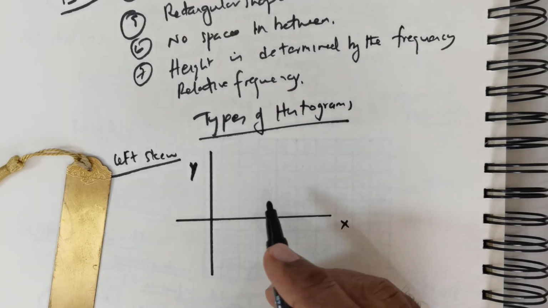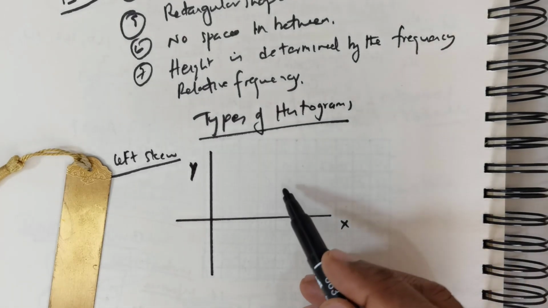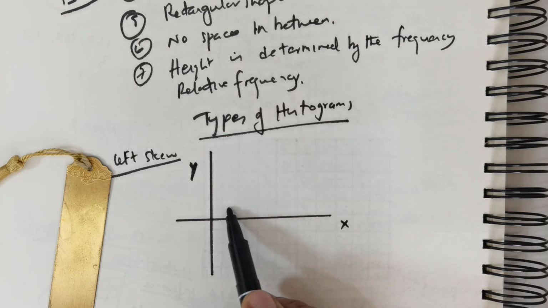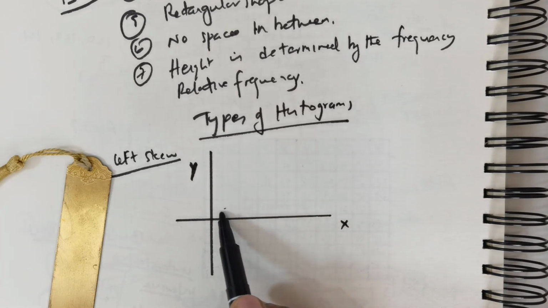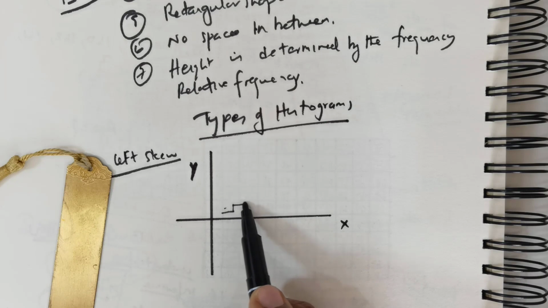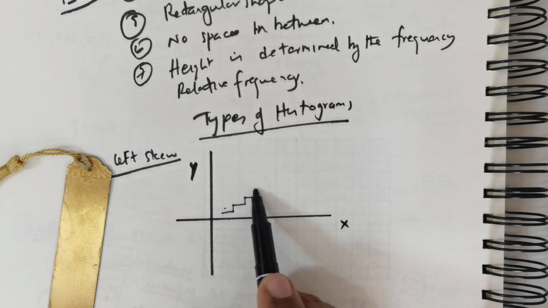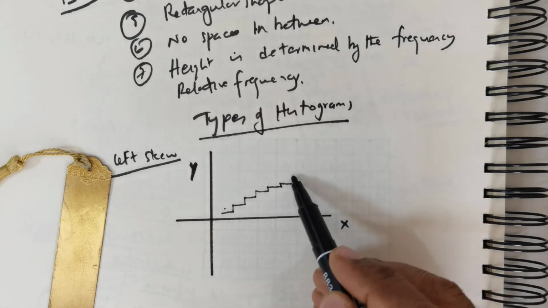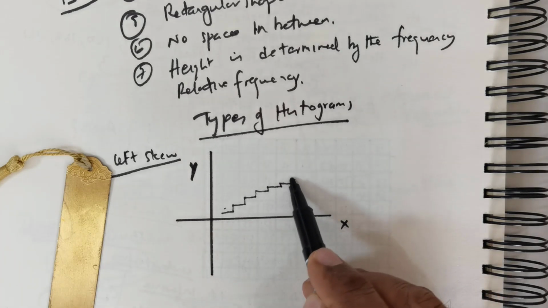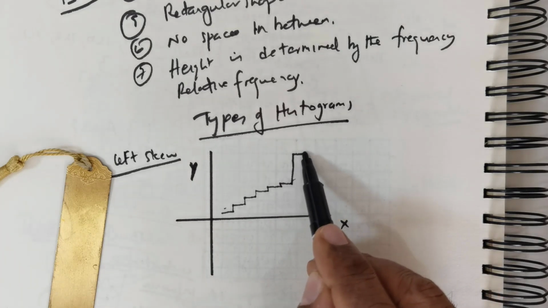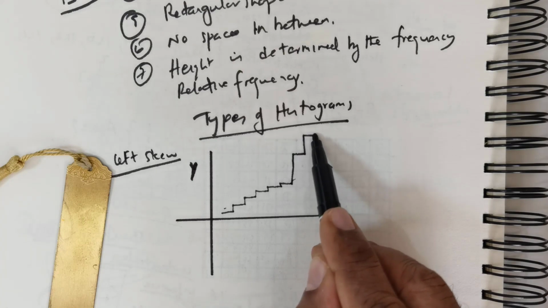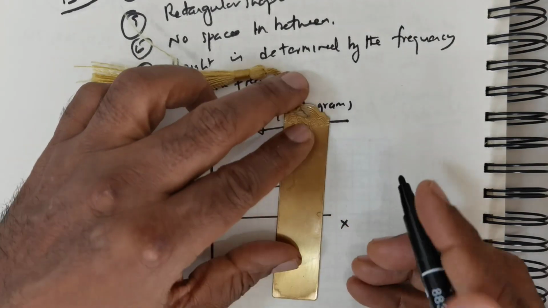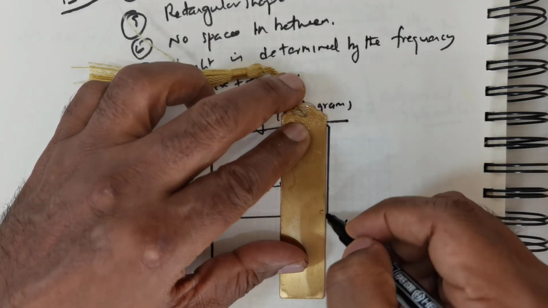So when you say the data is left skew in a histogram, it means on the left side you will have what is called a tail. So the data would be like this. Okay, and then suddenly it will jump up. It will jump up like that. Okay, now suppose if I were to draw, this is how the histogram will be.